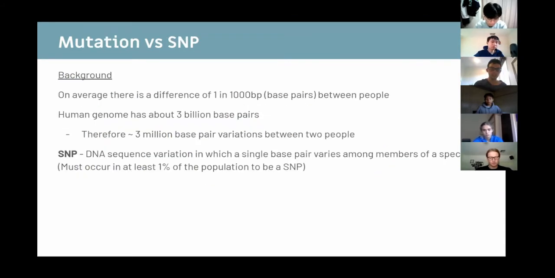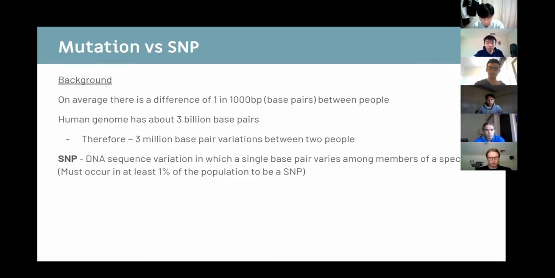So what is a mutation and what is an SNP, or a single nucleotide polymorphism? On average, there is about a 1 in 1,000 base pair difference between people. If you consider that the human genome has about 3 billion base pairs, there are about 3 million base pair variations between two people. So which of these are mutations and which are single nucleotide polymorphisms? A single nucleotide polymorphism is different to a mutation because it is a DNA variation in which a single base pair varies among people of a species, but must occur in at least 1% of the population to be an SNP rather than a mutation.